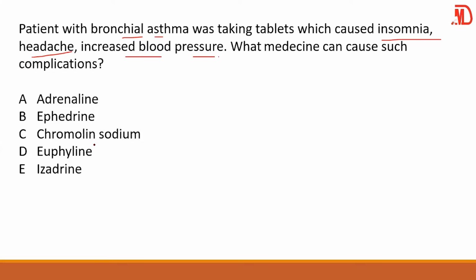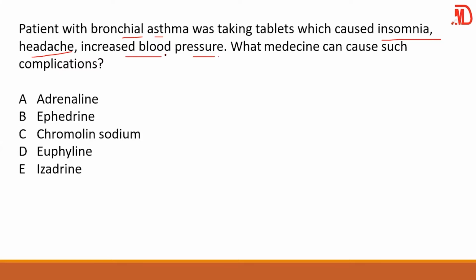They are saying the person is already having bronchial asthma and is taking a drug that is having a side effect as insomnia, that is not being able to sleep, headache, and increase in blood pressure. So what drug could we be thinking about? And your answer is what? Ephedrine. So what is ephedrine? Ephedrine is actually what? A stimulant, and it's often used to prevent low blood pressure during spinal anesthesia. It is used to prevent low blood pressure during what? Spinal anesthesia.